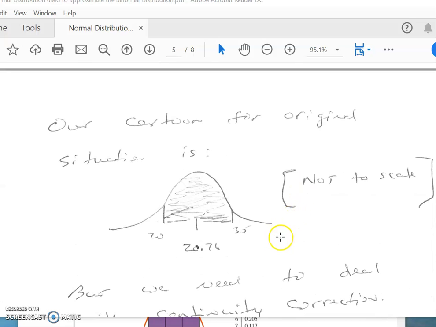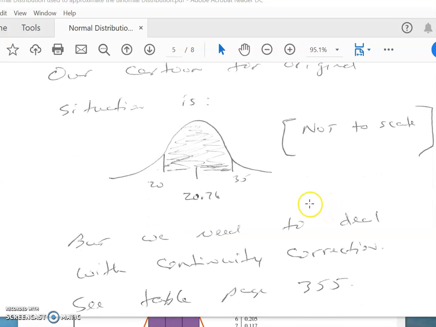Now, you know I like cartoons. Here's my cartoon for the original situation. 20.76 is the mean, and we want to know the probability between 20 and 35. Obviously this is not to scale, because 20 is going to be very, very close to the mean. It's a cartoon. It's not for analysis.